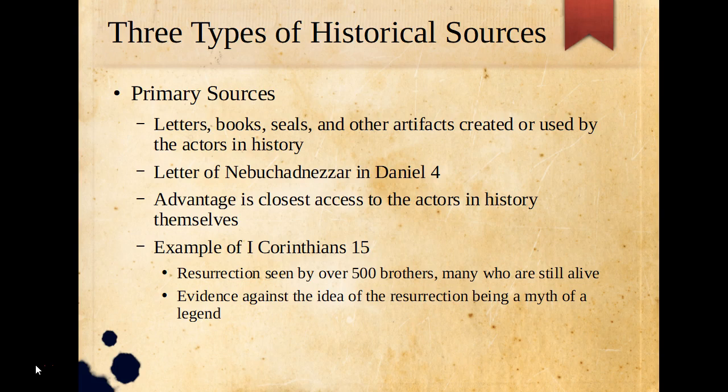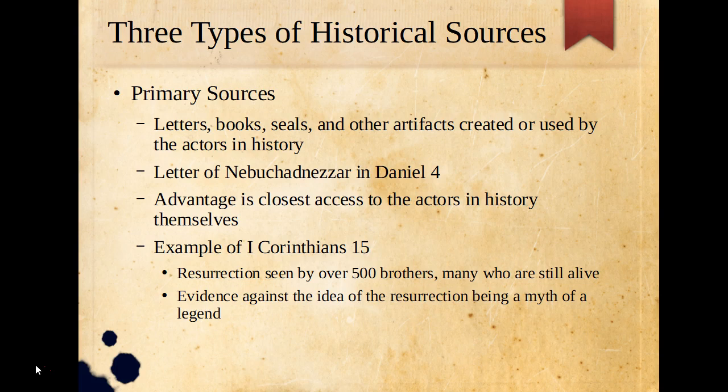One biblical example is Daniel chapter 4, when Nebuchadnezzar tells us about the time that God judged him in order to help him to come to an understanding of who the God of Israel really is. So that's a primary source. The advantage of a primary source is that they come closest to the actors in history because they themselves are creating them. So primary sources are the letters, the documents, the marriage licenses, the death certificates, all the things that are created, the deeds to property. All of those things are primary sources.